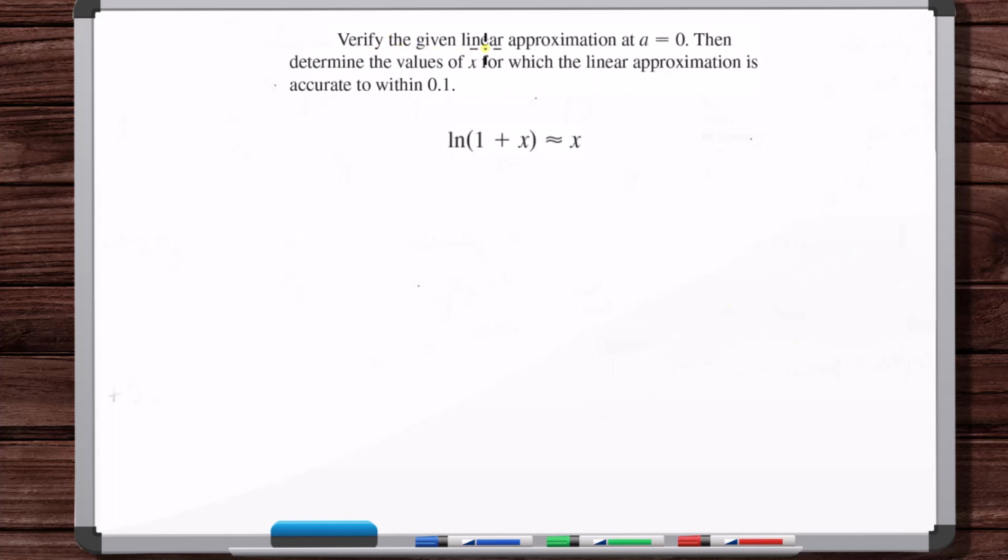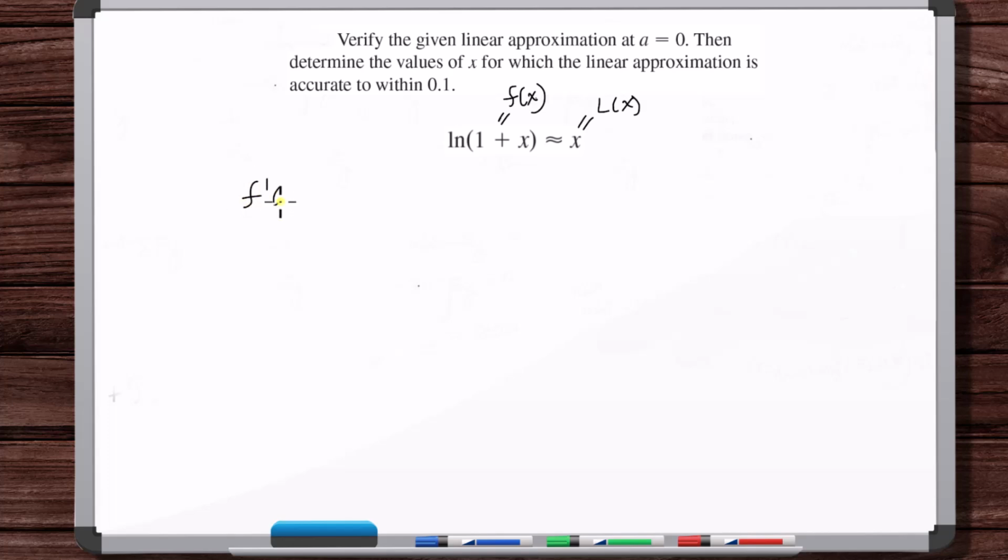Okay, verify the given linear approximation at a is equal to 0. Then determine the values of x for which the linear approximation is accurate to within 0.1. So they're saying that if you linearize this function at 0, find the equation of the tangent line to this function when x is equal to 0, that's equal to x. So let's verify that. What they're saying is this is L of x and this is f of x.